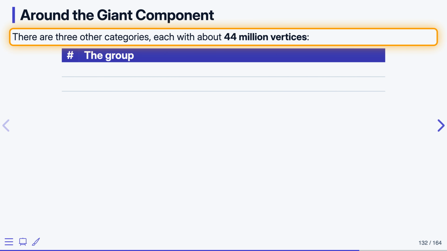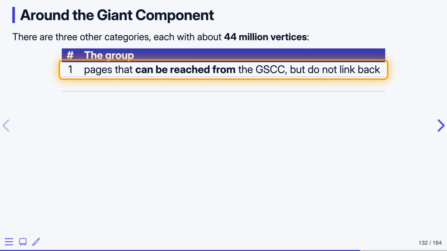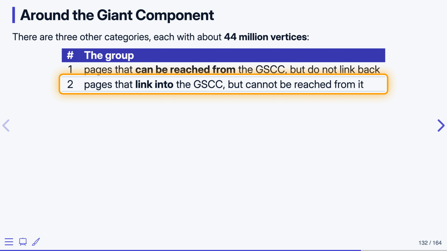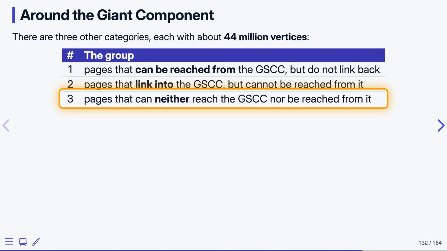Around that giant core, there are 3 more groups, and each one holds about 44 million pages. Group 1. Pages you can reach by following links out of the core, but which never link back in. Think of a page that everybody points to and which points nowhere useful. Group 2. Pages that link into the core but which you cannot get to from the core. A new blog that links to famous sites before anyone has linked to it. Group 3. Pages that cannot reach the core at all and cannot be reached from it. They sit off on their own.